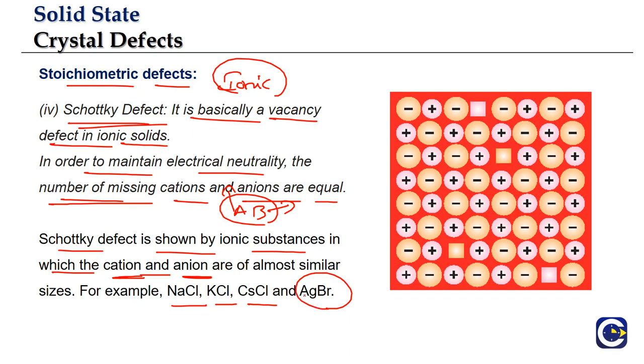So the rule that we are saying is that Frenkel defect is shown when there is a large difference in the size of cations and anions, and Schottky defect is shown when the cations and anions are of similar size. That is just a broad guideline, but we can have a substance like AgBr that will be showing both Frenkel defect as well as Schottky defect.